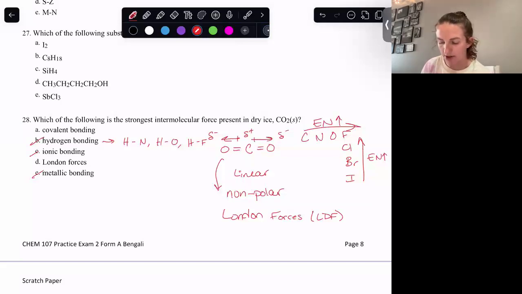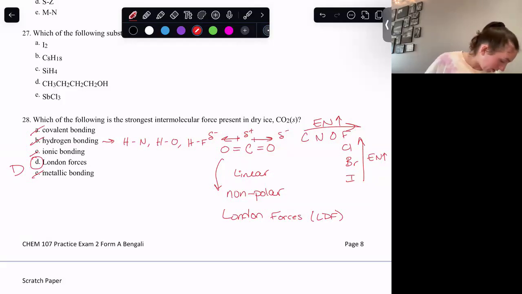So that narrows it down to covalent bonding and London dispersion forces. Covalent bonding is what is holding those molecules together. It is not an intermolecular force. That is the big overarching thing that's holding them together. So since covalent bonding is not an intermolecular force, the only force present is London dispersion. And we know that based off of the structure and the polarity of the molecule.